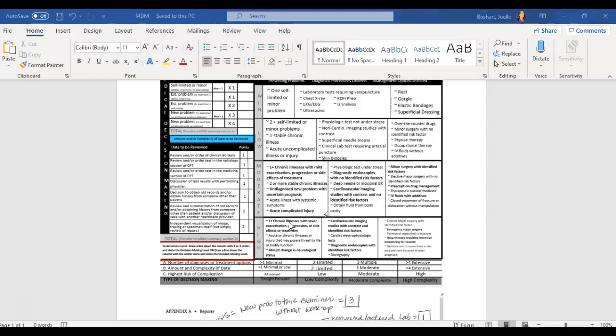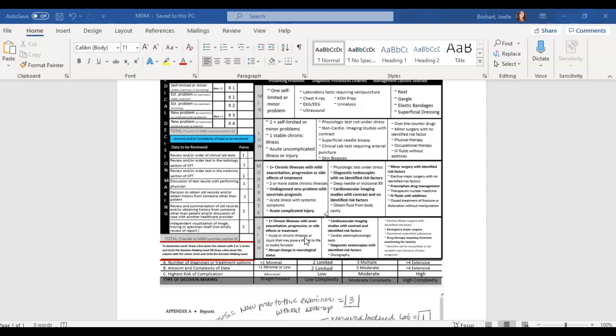Let me get down here to one or more chronic illnesses with severe exacerbation, progression, or side effects of treatment. An acute or chronic illness or injury that may pose a threat to life or body function, or an abrupt change in neurologic status. Okay, so an acute chronic illness with severe exacerbation could be something like COPD, and they're really struggling to breathe with it. They're having a really hard time getting their breath, their O2 sats are low, that kind of thing.